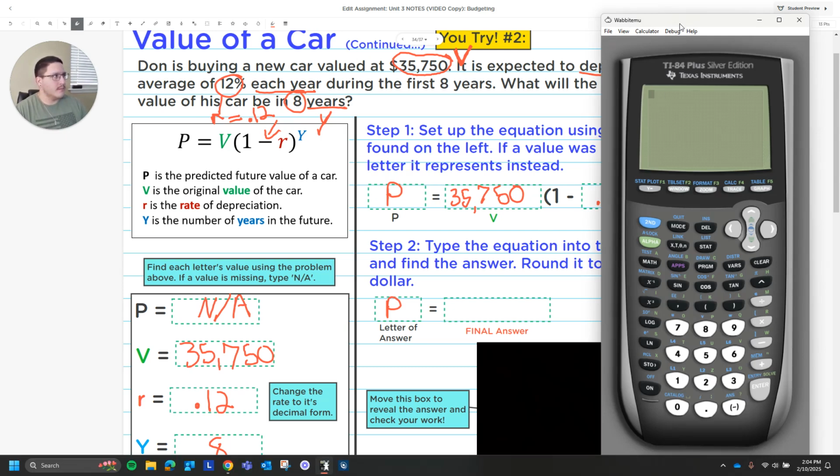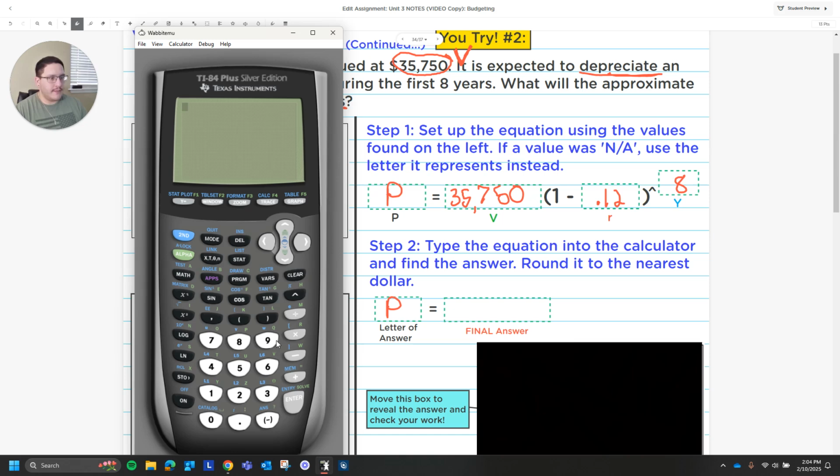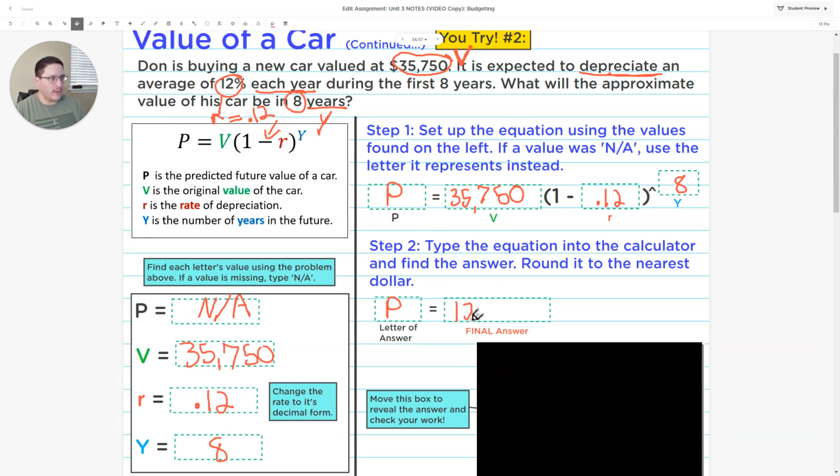So we have 35,750, parentheses 1 minus 0.12, close parentheses, raised to the 8th power. Hit enter, and then we have 12,857 if we round this to the nearest whole number. So 12,857.